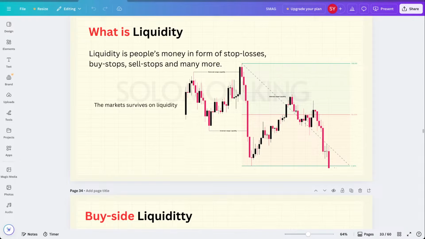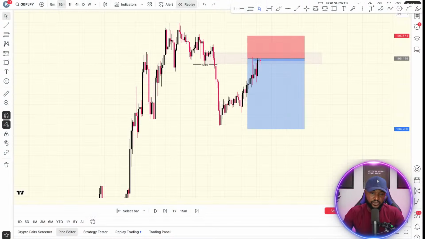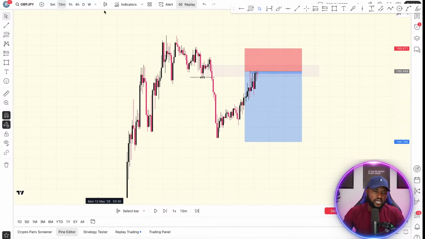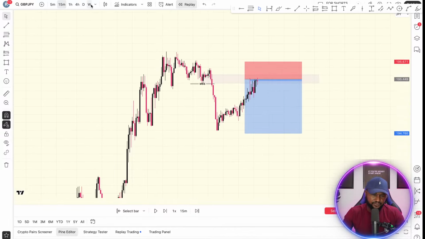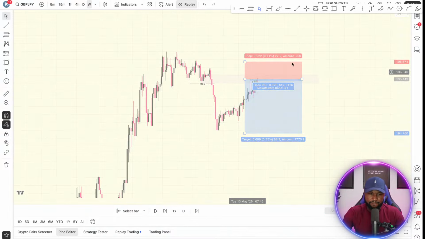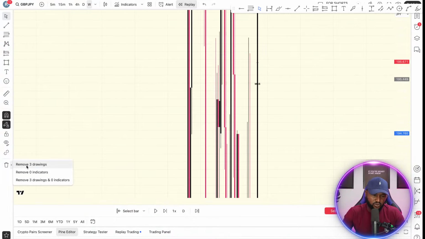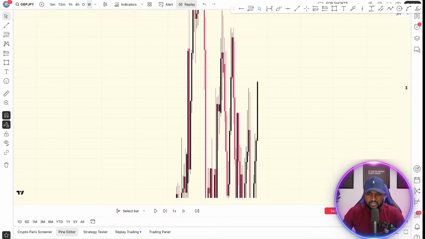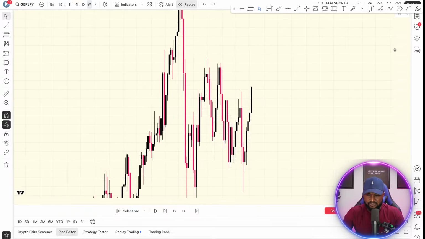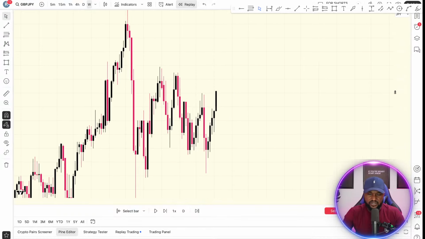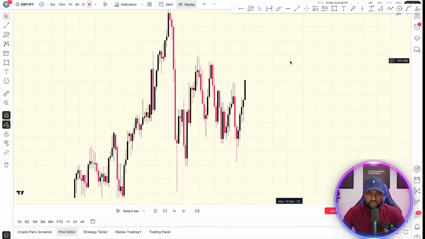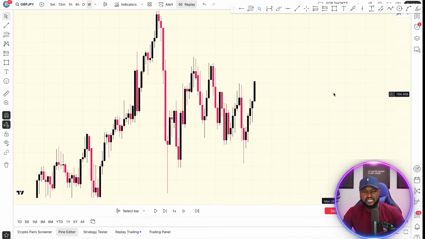So let's get back to business, where I was showing you this particular trade. Let's go into the higher time frame, the weekly time frame. What can you see on the weekly? Notice what happened on the weekly time frame.